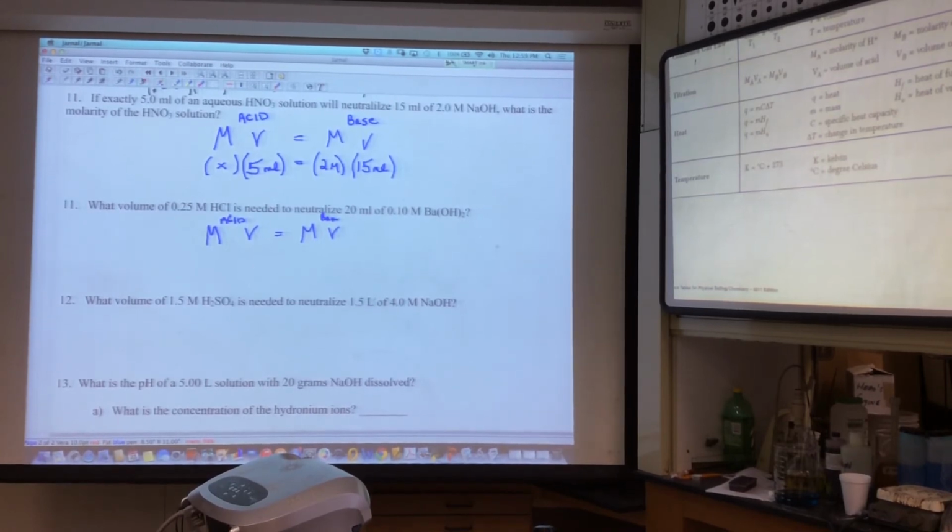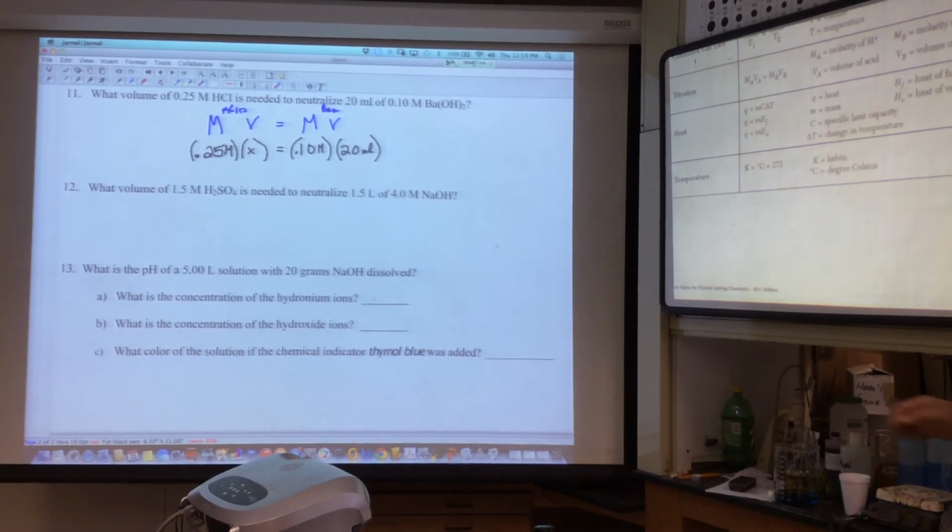What did they give me? They gave me 0.25 molar acid, that's my molarity. And they didn't say how much volume I need, so that's my X. The molarity is 0.10 molar for my base. And my volume is 20 milliliters.